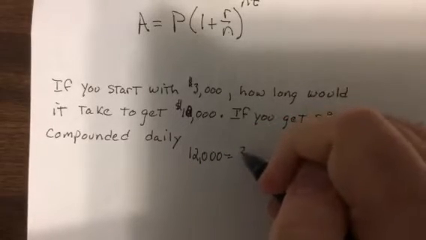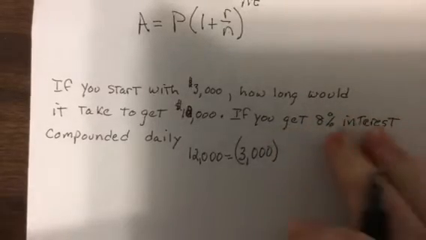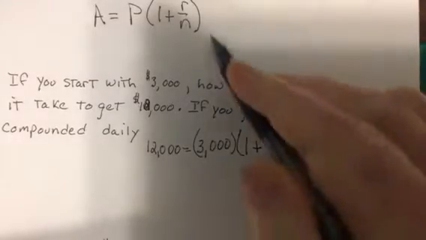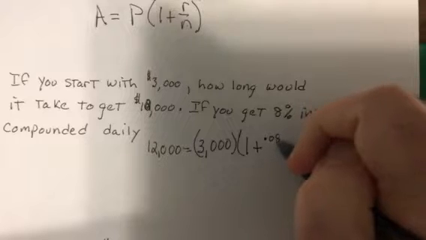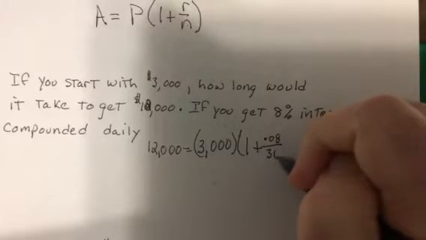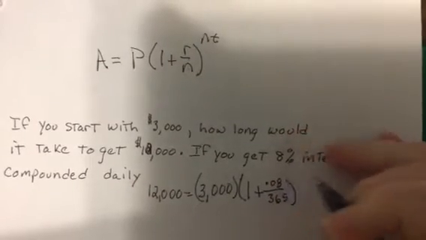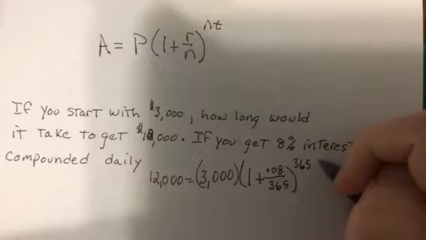equals the principal, the starting amount, times 1 plus the rate in decimal, which would be 0.08, compounded daily, raised to the nt, which would be 365t.